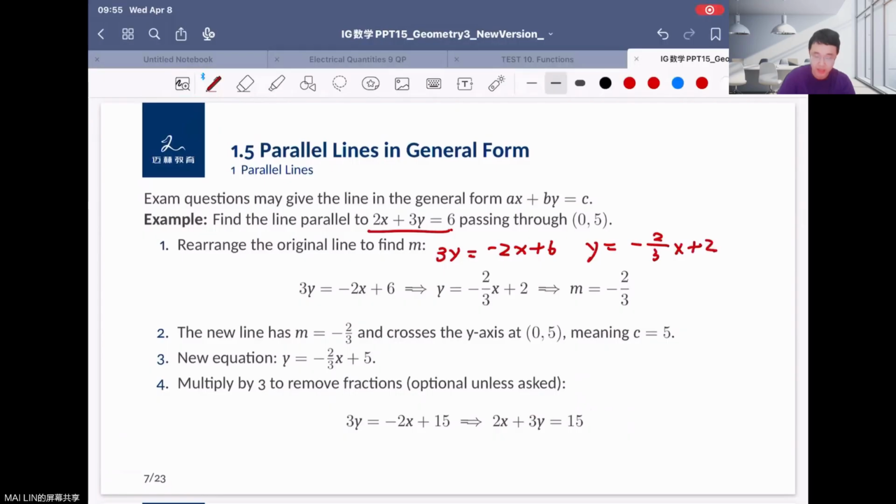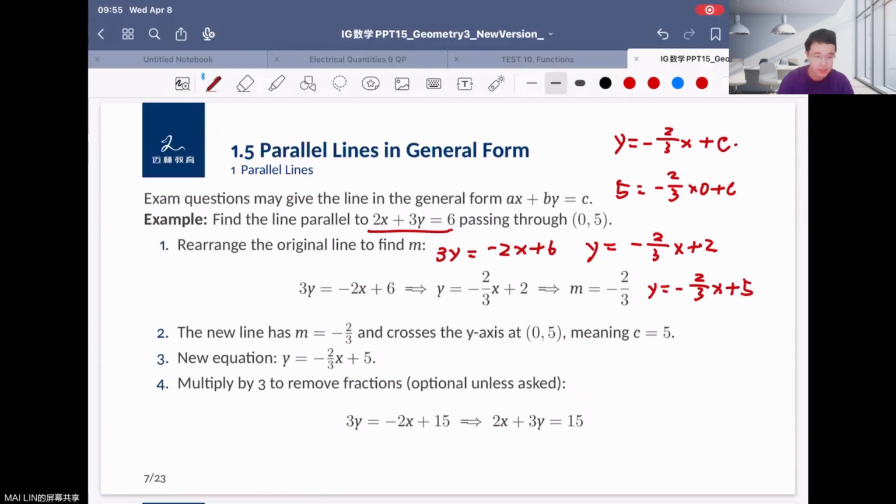Because the line is parallel to this line, the parallel line is y equals negative 2 over 3 x plus c, because there is a y-intercept. It passes through (0, 5), so we put (0, 5) into it. That is 5 equals negative 2 over 3 times 0 plus c. So c equals 5. We put it in, so that is y equals negative 2 over 3 x plus 5. That is the equation.